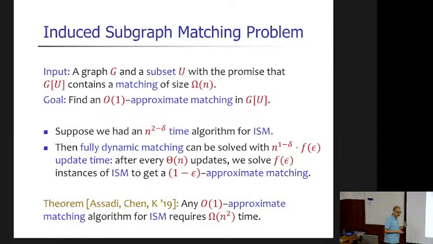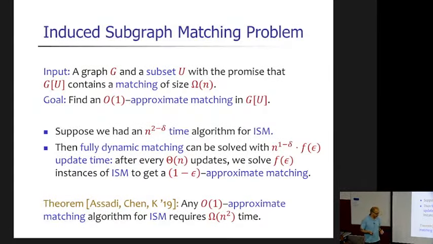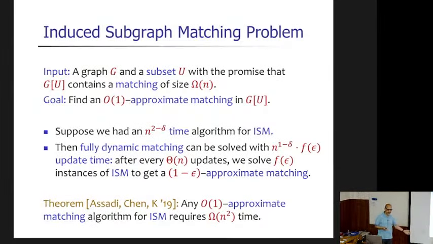By now, what might start to feel like a predictable pattern, I raise your hopes about a possible algorithmic strategy, but then I also give you the bad news. The bad news here is that there is no algorithm for ISM that can beat n squared time. Okay? You need omega n squared time to solve ISM.